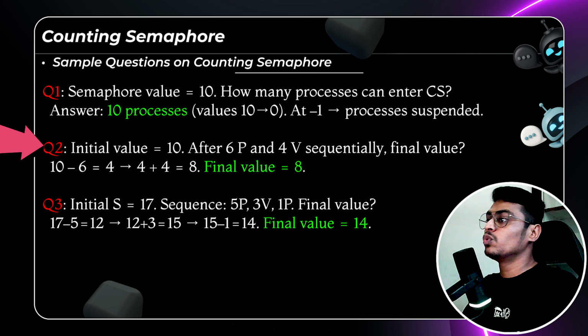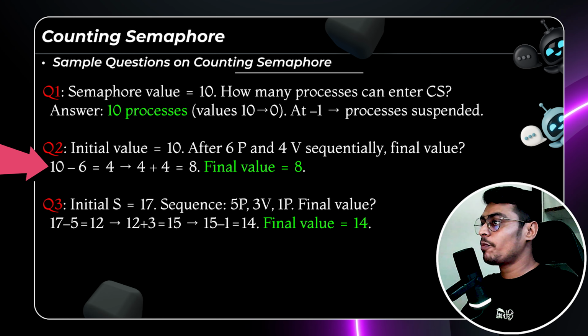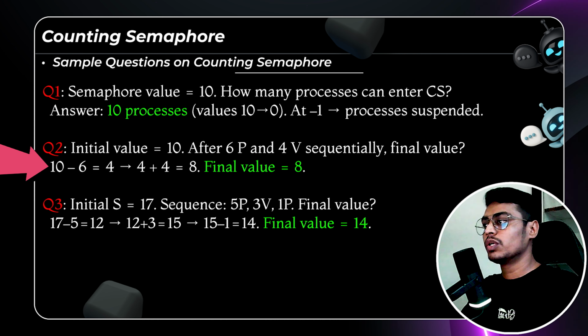Now what is question 2? Initial semaphore value is 10. After performing 6 P operations and 4 V operations sequentially, what will be the final value? After 6 P operations, 10 minus 6 is equal to 4. After 4 V operations, 4 plus 4 is equal to 8. This final value will become 8. So our answer is 8.